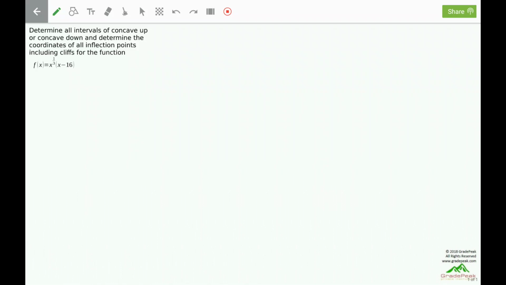Determine all intervals of concave up or concave down and determine the coordinates of all inflection points, including cusps, for the function f of x equals x to the 1/3 times x minus 16. The first thing to do is find the domain.